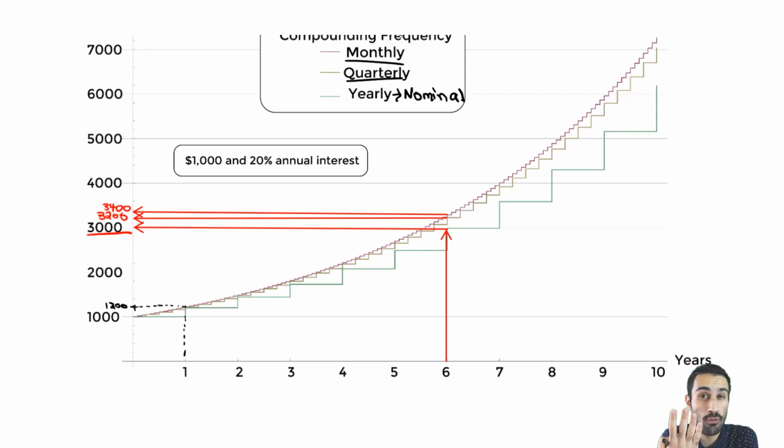Quarterly, it's only four quarters in a year. So it makes sense that we're compounding at a greater frequency for monthly. Therefore, we should have that biggest balance at year six for the monthly compounding frequency.